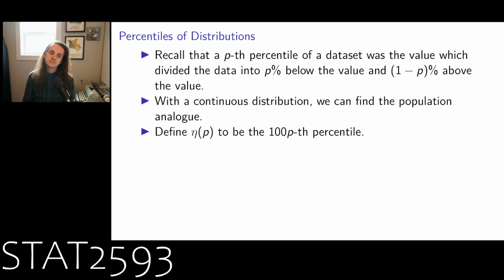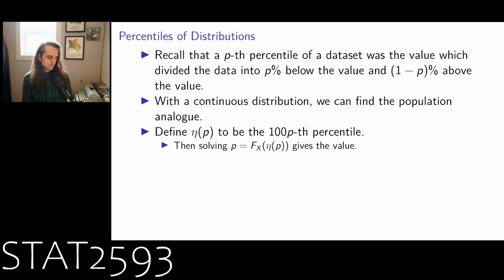So if we define eta of p to be the 100pth percentile, so eta of 0.5 is going to be the 50th percentile, or the median, right? Then basically what we want to do is solve for p equals F_X of eta of p, right? If we think about what we're saying here, eta of p is the pth percentile, so p% of the data have to fall below it. If we plug in p equals 0.25, we want 25% of the data to fall below this, or we want the value that, if you put it into the CDF, gives you 0.25.